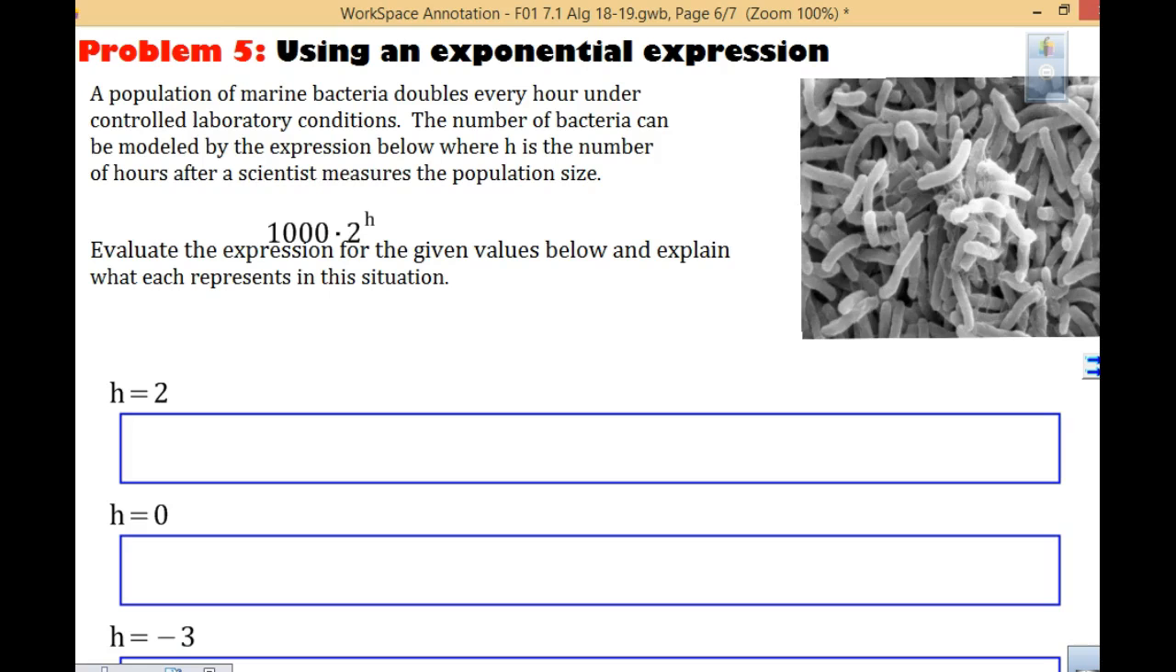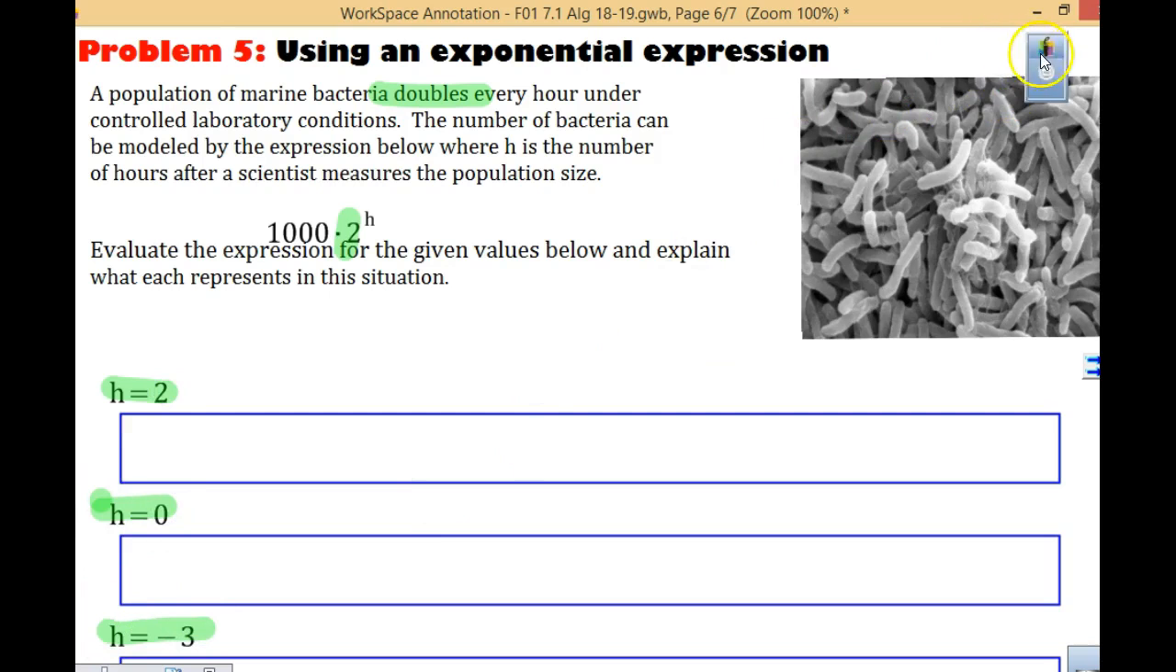We say the population of marine bacteria doubles every hour under controlled lab conditions. The number of bacteria can be modeled in the expression where H is the number of hours after they started measuring the population. So 1,000 times 2 to the H, because it's doubled. The reason they're using a 2 in this equation is that they tell us it doubles. So doubling is taking something times 2. So we're asked to evaluate it when H is 2, H is 0, and H is negative 3.